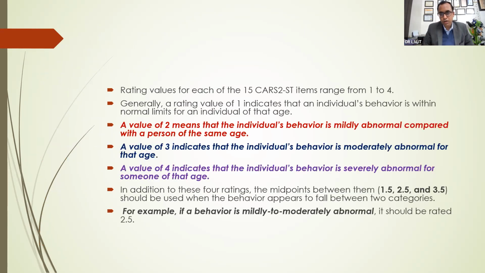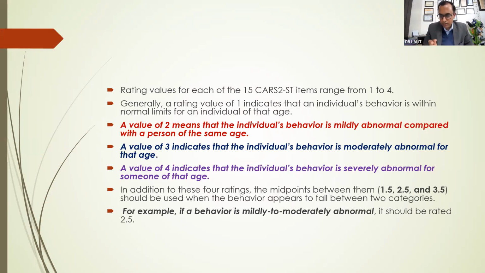So rating values for each card range from 1 to 4, as I've told you. Now, what does this rating mean? A rating of 1 indicates that an individual's behavior is within normal limits for that particular age, so we will be comparing it with a neurotypical child of that age. A value of 2 means the individual's behavior is mildly abnormal compared to a person of the same age. A value of 3 means the behavior is moderately abnormal compared to that age. So we just have to remember: 1 is normal, 2 is mildly abnormal, 3 is moderately abnormal, and 4 is severely abnormal compared to that age.